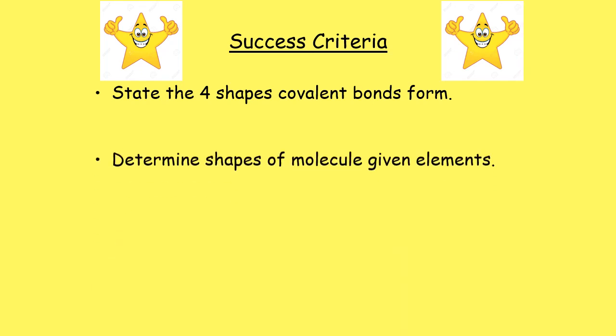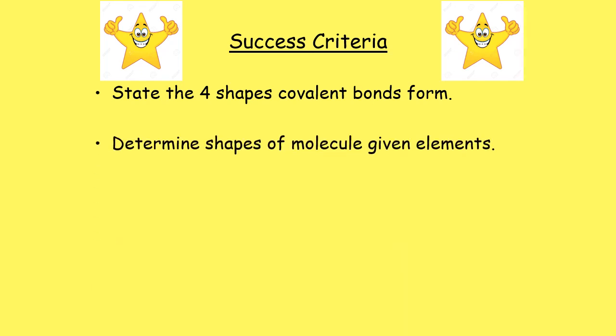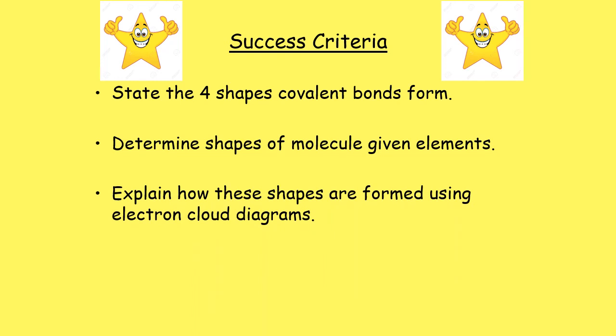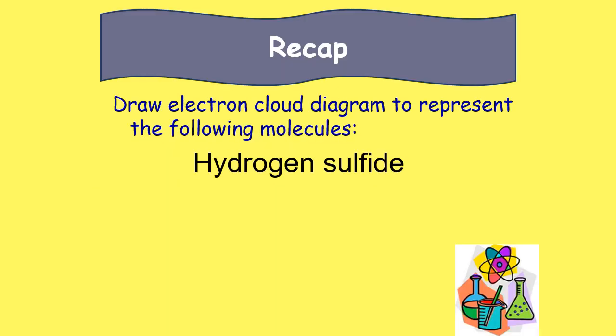So hopefully you feel that you are able to draw the 4 shapes of covalent bonds. You remember the shapes of the molecules, and you can determine the shapes given the elements, and you can explain these in terms of using electron cloud diagrams. Electron cloud diagrams are a bit confusing and they may take time, so you might want to watch this video another time just to make sure that you're familiar with this.